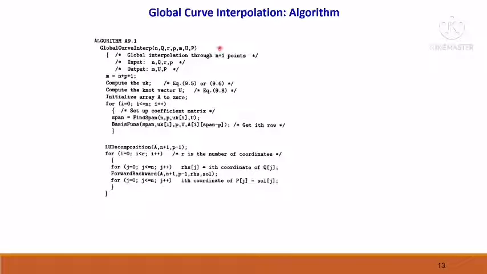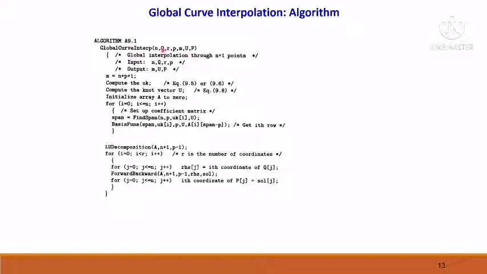So this is the global curve interpolation algorithm. This algorithm gives out the value of P, that is, the set of points. This is the global curve interpolation function, which has all these inputs and outputs like n, Q, r, p, m, U, P. Here n, Q, r, p are the inputs and m, U, P are the outputs.